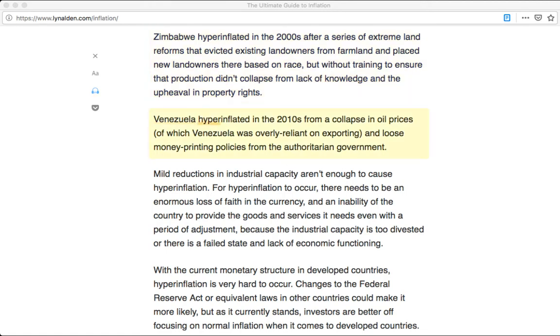Venezuela hyperinflated in the 2010s from a collapse in oil prices, of which Venezuela was overly reliant on exporting, and loose money printing policies from the authoritarian government. Mild reductions in industrial capacity aren't enough to cause hyperinflation. For hyperinflation to occur, there needs to be an enormous loss of faith in the currency, and an inability of the country to provide the goods and services it needs even with a period of adjustment, because the industrial capacity is too divested or there is a failed state and lack of economic functioning.